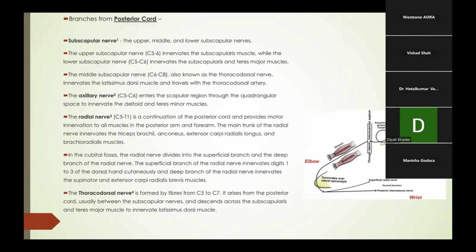The radial nerve at the shoulder level is posterior to the axillary and the brachial artery, and via the profunda brachii artery, along with it, it forms a spiral groove around the humerus. Through the lateral intermuscular septum it passes between the brachioradialis and the brachialis, and then it terminates over the lateral epicondyle, giving the superficial radial nerve and its terminal branches. And the last one is the thoracodorsal nerve, which is formed by the fibers of C5 to C7.